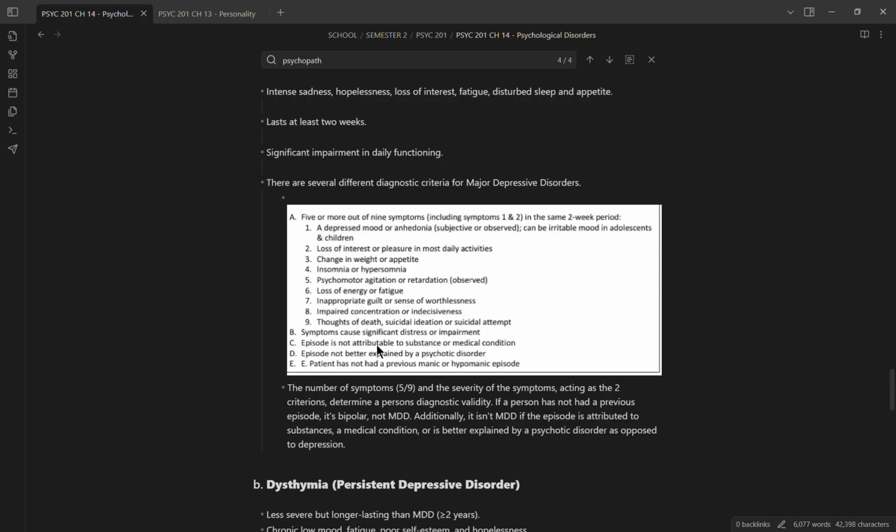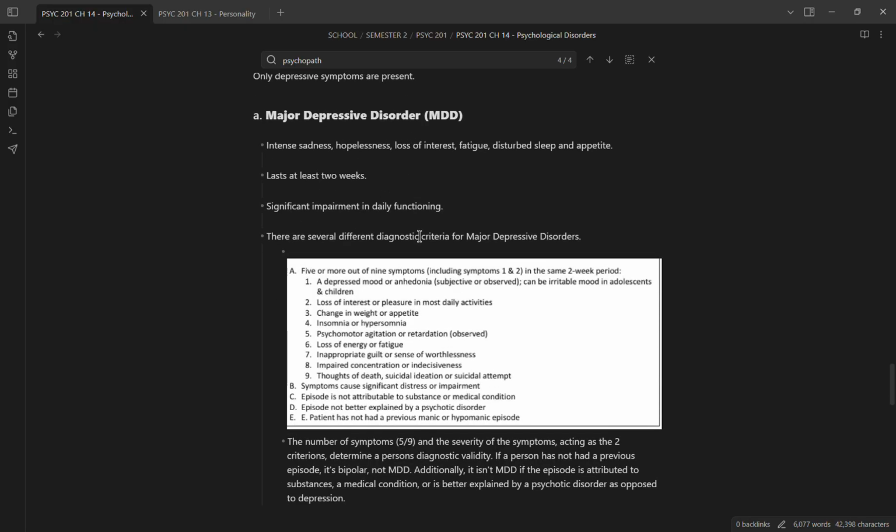These symptoms can cause a lot of distress and impairment, right? An MDD episode is not attributable to substances or medical conditions. We can see the diagnosis if the episode is not better explained by a psychotic disorder as opposed to MDD. And we can see this diagnosis if the patient has not had a previous manic or hypomanic episode. So again, MDD, intense sadness, hopelessness, loss of interest, fatigue, none of these right side manic symptoms, right? It's unipolar.